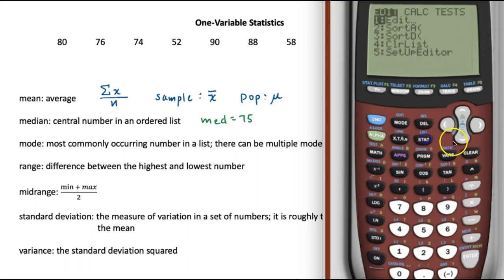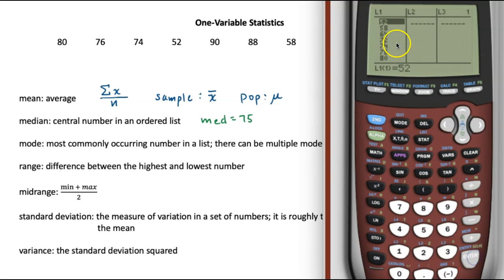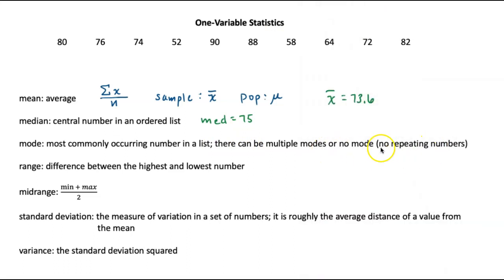So this tells me that my list, if I go back into this list, should now be ordered. Great. Now I can easily find the most commonly occurring number. So I'm looking for any number that occurs more than once. And because I see that there are no numbers that occur more than once, this is a great example of something with no mode, because we can have no mode. We don't have any repeating numbers.